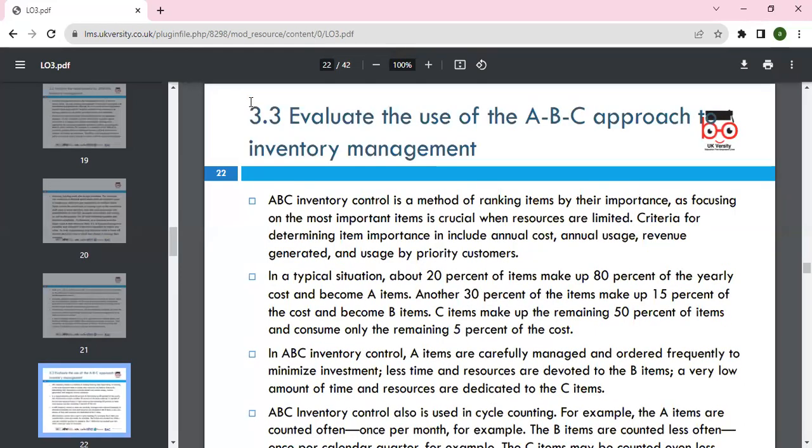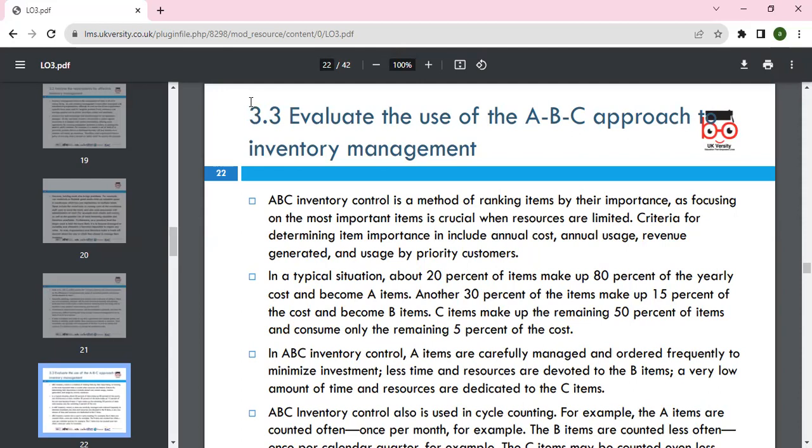Then we have 3.3, evaluate the use of the ABC approach, which is called activity-based inventory criteria. Only if the activity increases does your inventory need to be increased. If activity drops, inventory can be controlled. Looking at annual cost, annual usage and revenue generated, 20% of the items make up 80% of yearly cost and become A items. Another 30% of the items make up 15%.